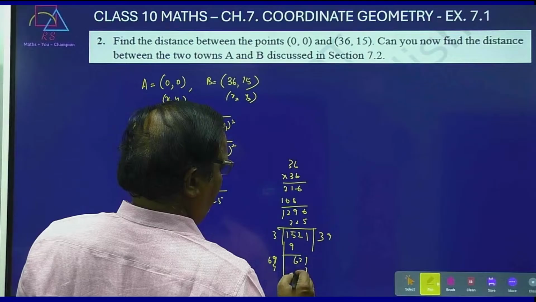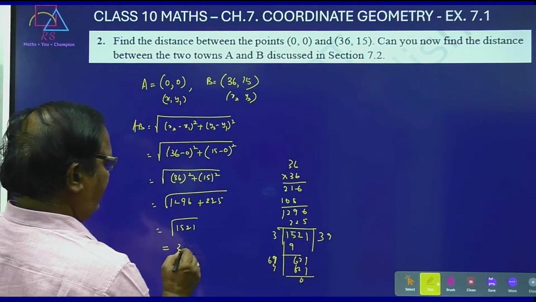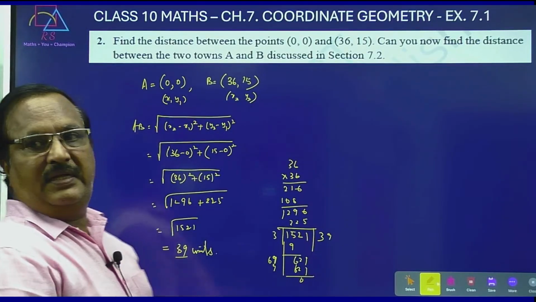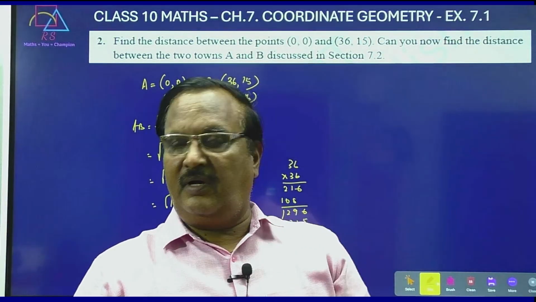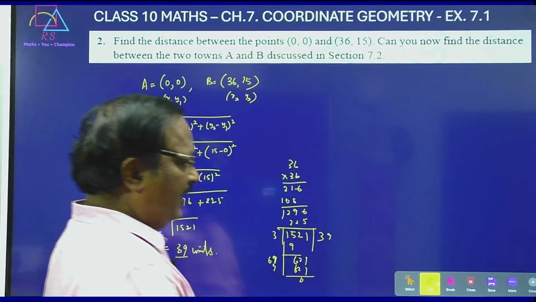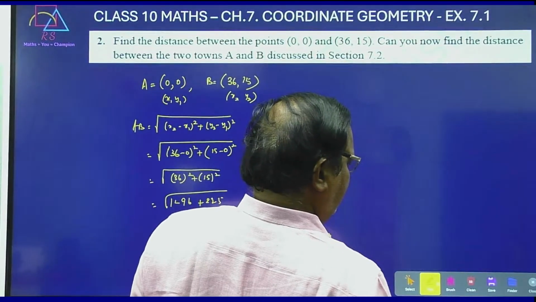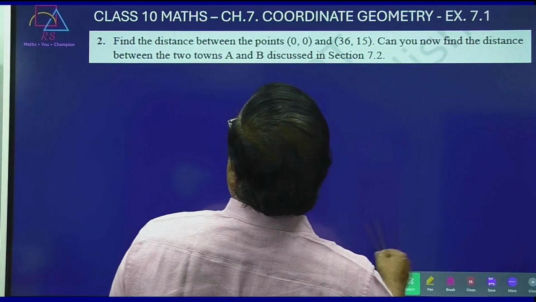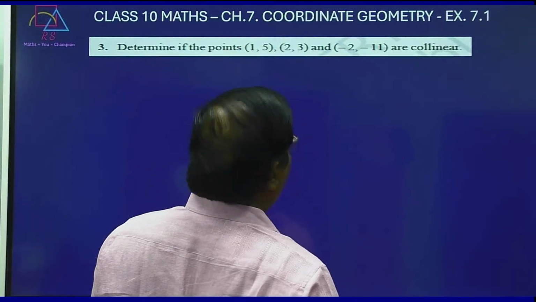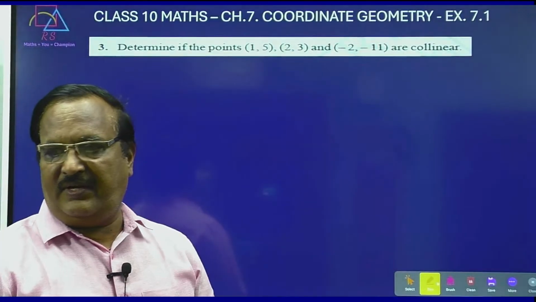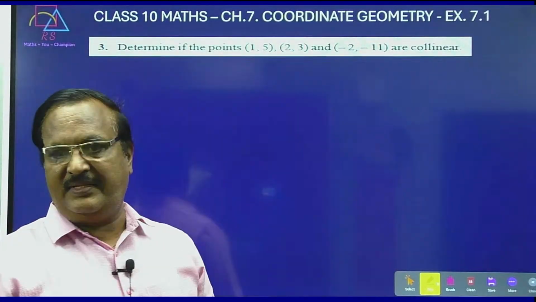Yes, the root is there. So it is equal to 39 units. Okay, so this is the second question. Let us go to the third question also. Determine if the points are collinear or not. We have to find out whether they are collinear or not.